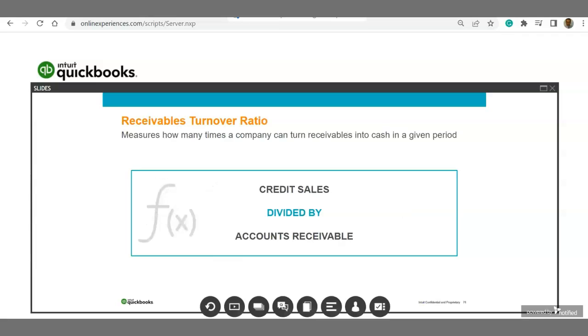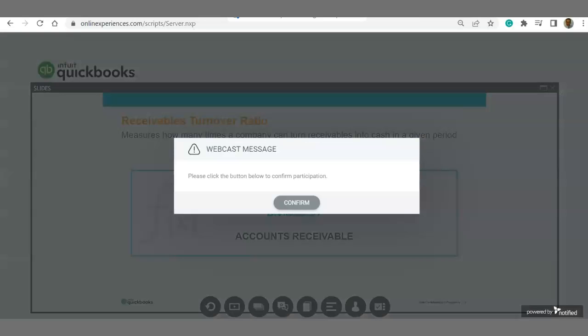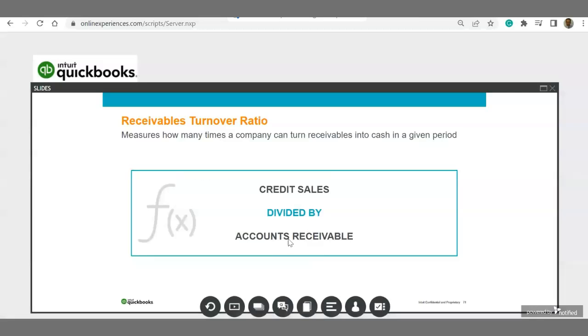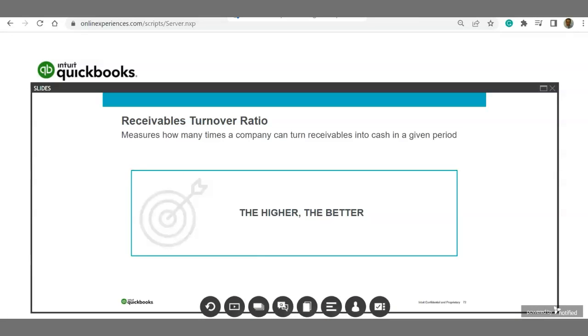The receivables turnover ratio is our next ratio, and it is calculated as taking credit sales divided by accounts receivable. The receivable turnover ratio measures how many times a company can turn their receivables into cash in a given period. So let's say if the ratio is 15, that means that on average, your accounts receivable turns over 15 times a year. So the higher this ratio is, the better.